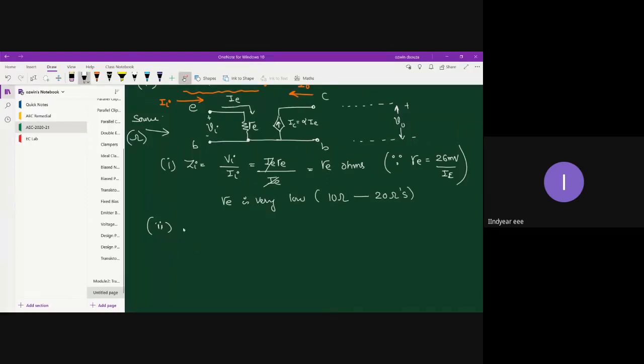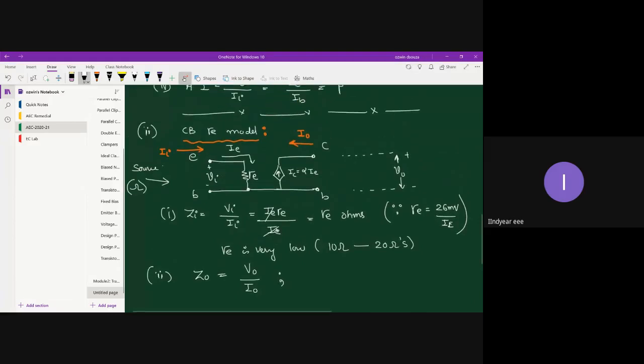Nevertheless, let's go ahead and continue with the output impedance Zo. Output impedance Zo is given by Vo by Io. Your Zo once again represents the output impedance of a current source, because on the output side, what do you have? You have a current source. So Zo is nothing but the output impedance of the current source.